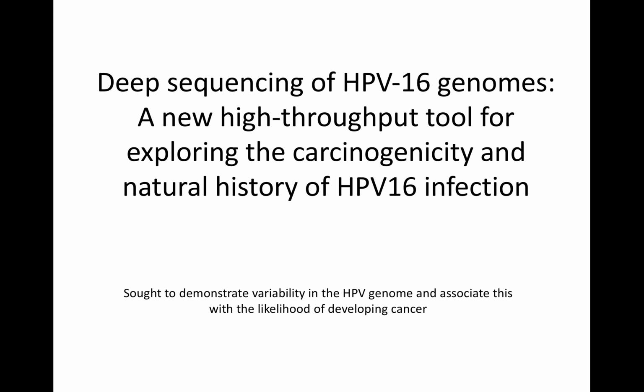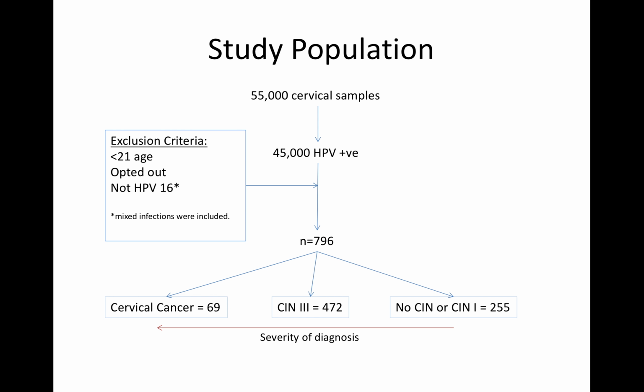So, this brings us on nicely to the paper that I have selected, Deep Sequencing of HPV 16 Genomes, and this paper set out to assess the genomic variability and associate any such variation with the ability to cause cancer. They started with 55,000 cervical samples, a bank that had been acquired from a local screening program. They then took all of the samples specifically positive for HPV 16 in women of greater than 21 years of age and in those individuals who had not opted out of having their cytology used for research purposes.